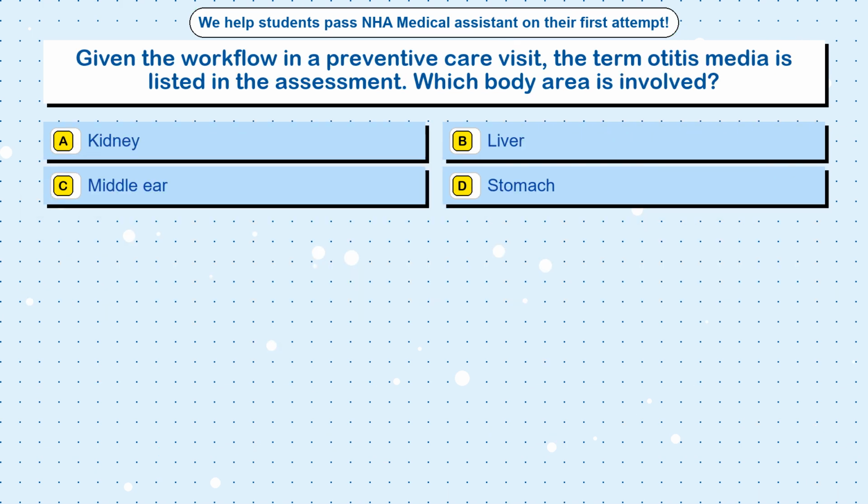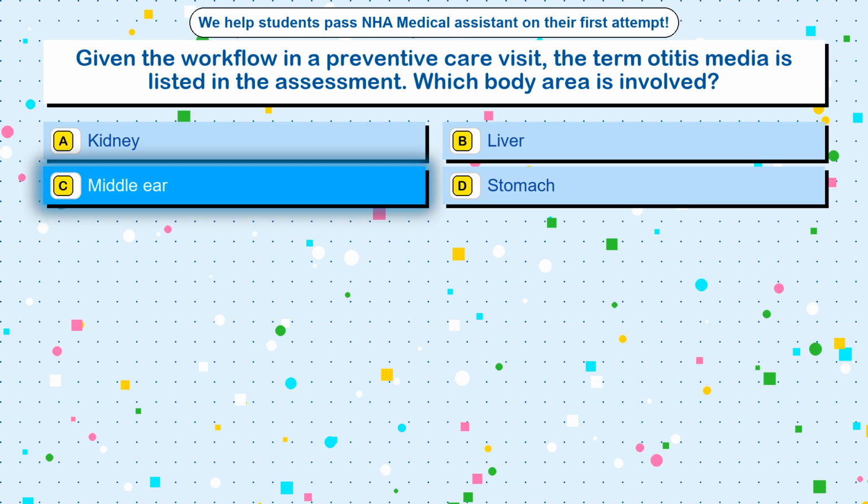Question 3. Given the workflow in a preventive care visit, the term otitis media is listed in the assessment. Which body area is involved? Option A. Kidney. Option B. Liver. Option C. Middle ear. Option D. Stomach. The correct answer is option C.